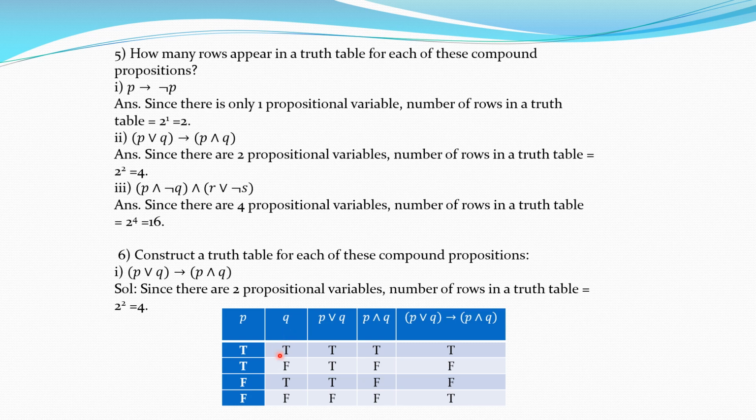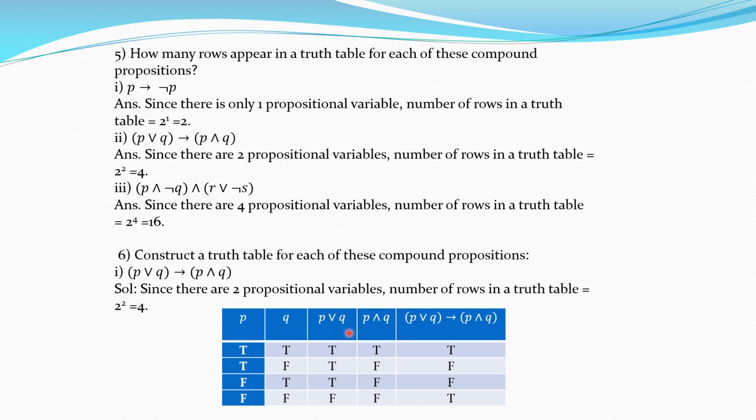Now, what is the truth table for P and Q, P conjunction Q? Now, P conjunction Q is true when both are true. In the first row, P and Q are both true. So, in this row, we write P and Q as true and the remaining values as false.